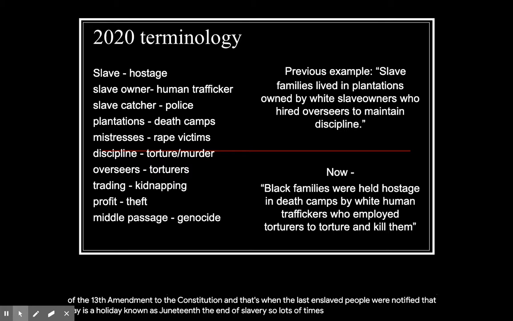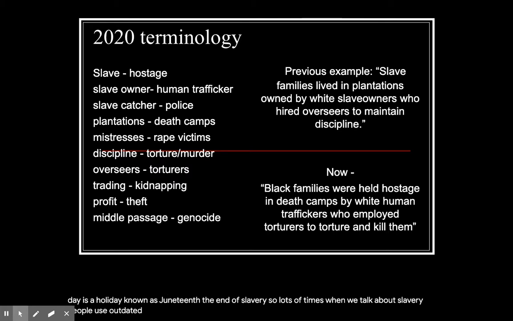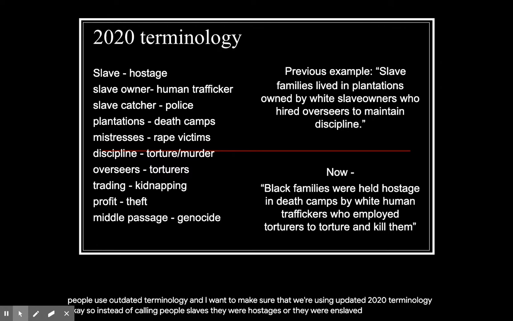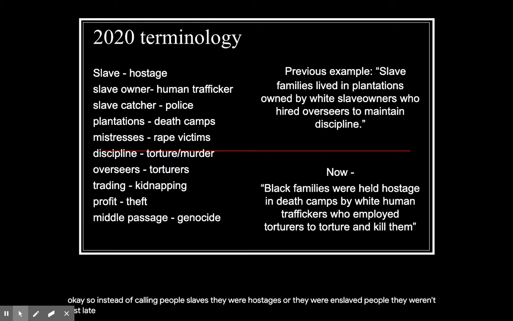So lots of times when we talk about slavery, people use outdated terminology, and I want to make sure that we're using updated 2020 terminology. Okay, so instead of calling people slaves, they were hostages or they were enslaved people. They weren't just slaves. People who were slave owners, now we would call them human traffickers. Okay, things like that. Plantations were death camps. There were no women that were mistresses to their human traffickers. They were rape victims. We need to make sure that we are honoring these people and what they went through.